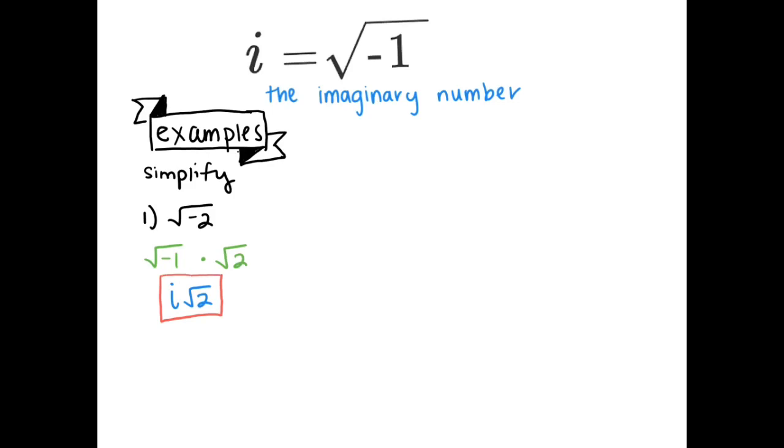And I understand that that probably looks weird, and it will for a while. But the more you do this, the more it's going to just come naturally. So let's up our level. Square root of -4. Same idea, separate them.